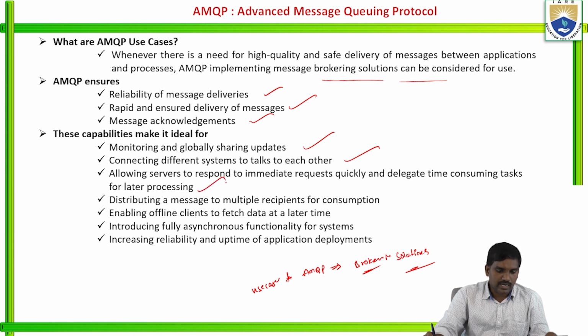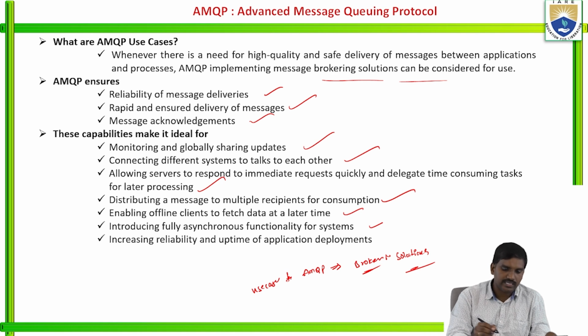It is also ideal for distributing a message to multiple recipients for consumption. That is the fourth one. It is ideal for enabling offline clients to fetch data at a later time. It is ideal for one more, introducing full asynchronous functionality for systems. And it is ideal for increasing reliability and uptime for application deployment.